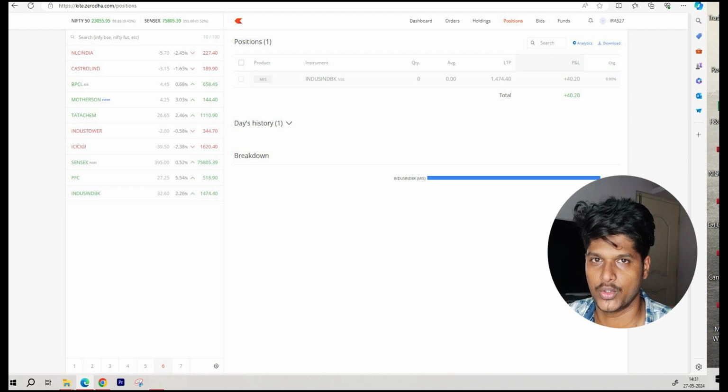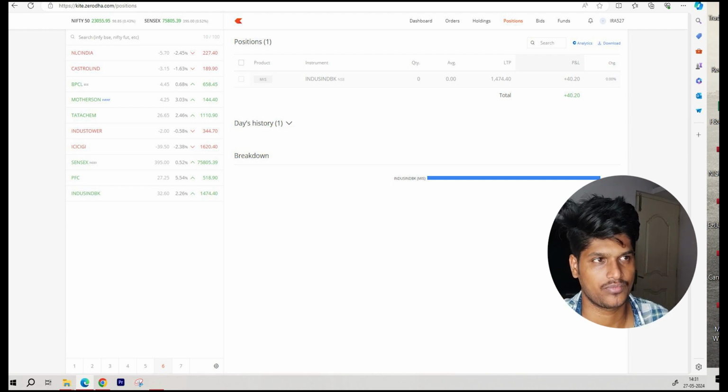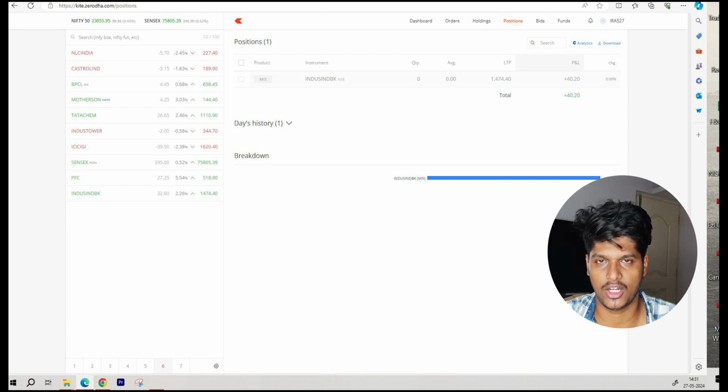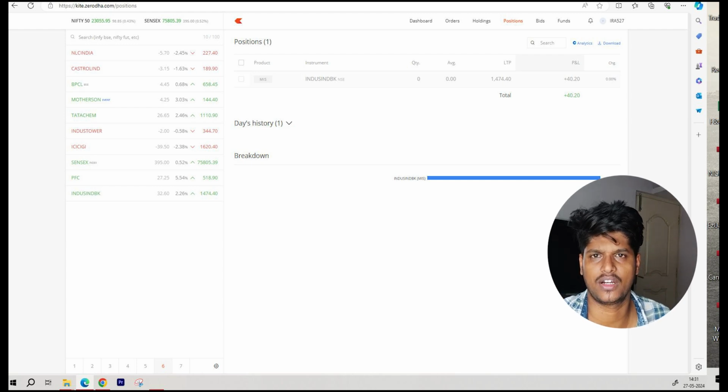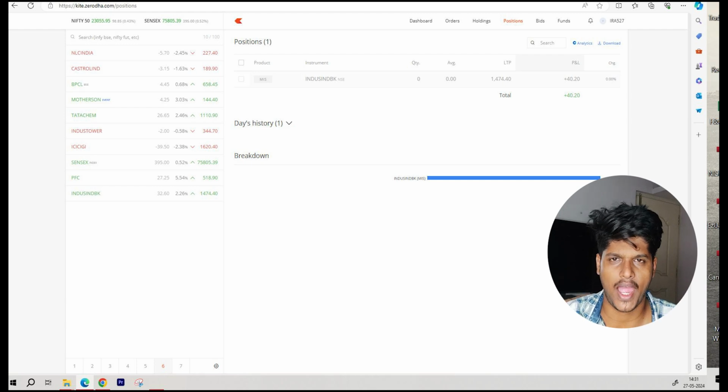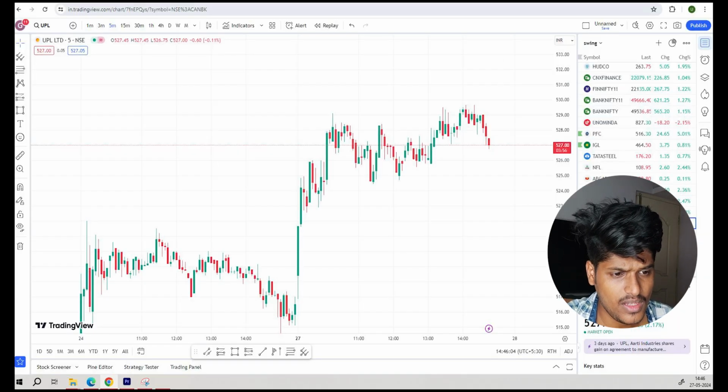So IndusInd Bank was a good trade, and we could have managed to get more than a 1:1 risk reward ratio if we hadn't booked all the quantities with the limit order. It makes sense when you enter with large quantities, say 100 or 200, to book partial quantities, that is 50 or 100, at 1:1, and trail the remaining quantity as long as the stock is making higher highs and higher lows. So that is the trade that we took today.